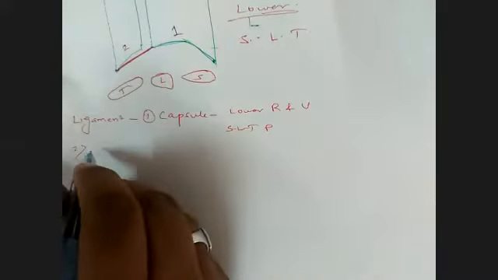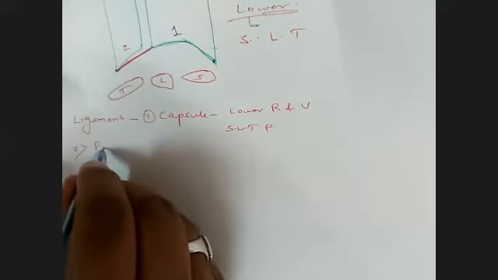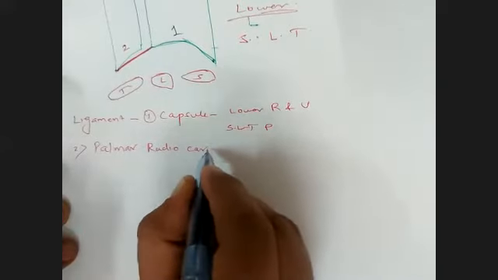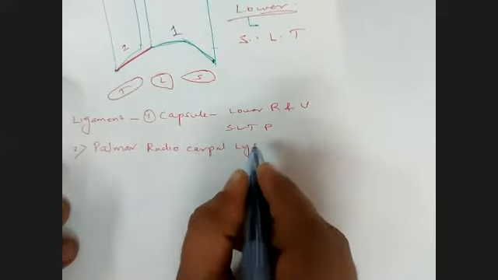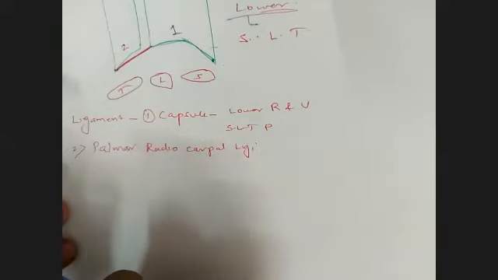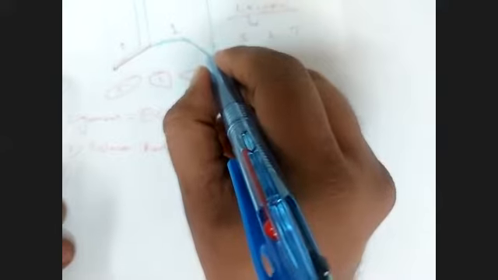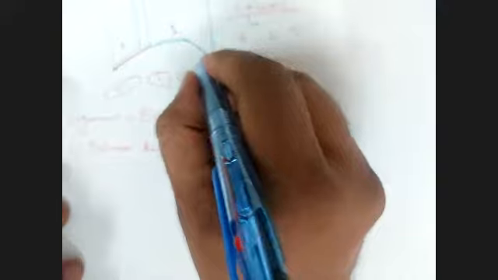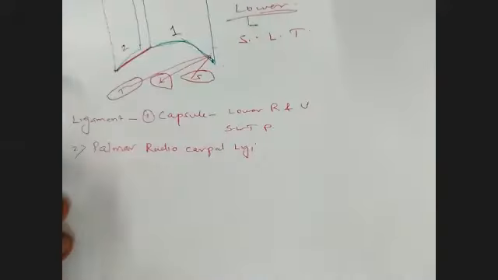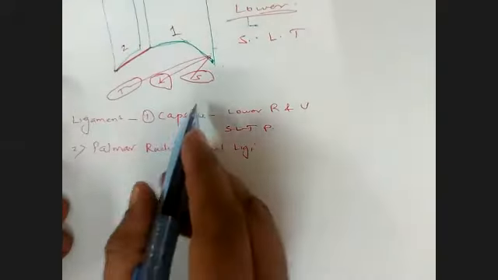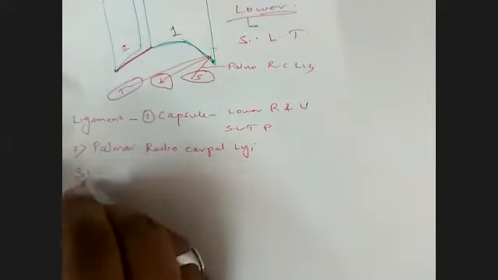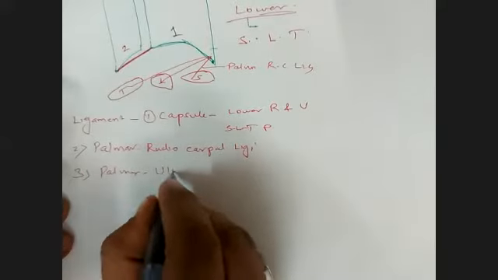Now we talk about the other ligaments. Firstly, there is the palmar radiocarpal ligament. This palmar radiocarpal ligament starts from the styloid process and lower end of the radius, and its fibers go to the scaphoid, the lunate, and the triquetral. Similarly, there is the palmar ulnocarpal ligament.